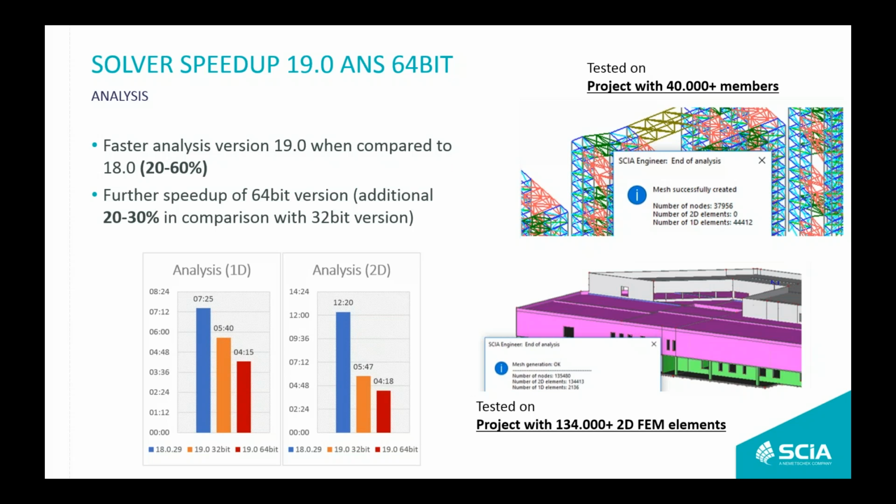Further speed up is in the 64-bit version due to some code cleanup. So there you can see that for 2D member analysis we went from more than 12 minutes in version 18 to 4 minutes in version 19 in the 64-bit version. Therefore, I can only recommend you all to use the 64-bit version whenever it is possible, and if you don't encounter any obstacles while using it.